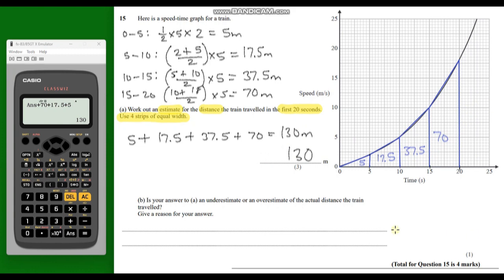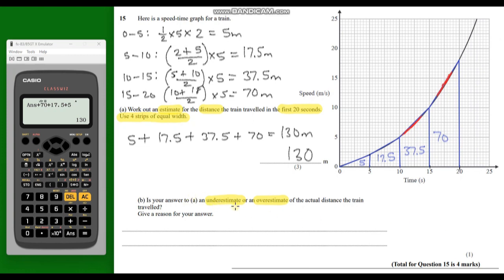Now let's look at part B. Is your answer to A an underestimate or an overestimate of the actual distance of the train travelled? Give a reason for your answer. Now I've mentioned before these slithers that we accounted for. So when we calculated the distance, we included, let me just do it in a different colour, in red, we included this information here that we shouldn't have. So this information here we accounted for, but we shouldn't have accounted for it. So the real distance will actually be less. Okay, so we've calculated more than we needed to.